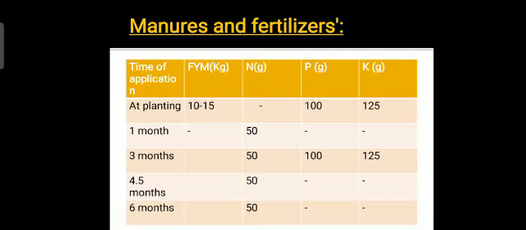Manures and fertilizers. At planting, about 10 to 15 kg FYM, 100 gram phosphorus and 125 gram potassium is given to the crop, and the subsequent dose is followed as given in the table.